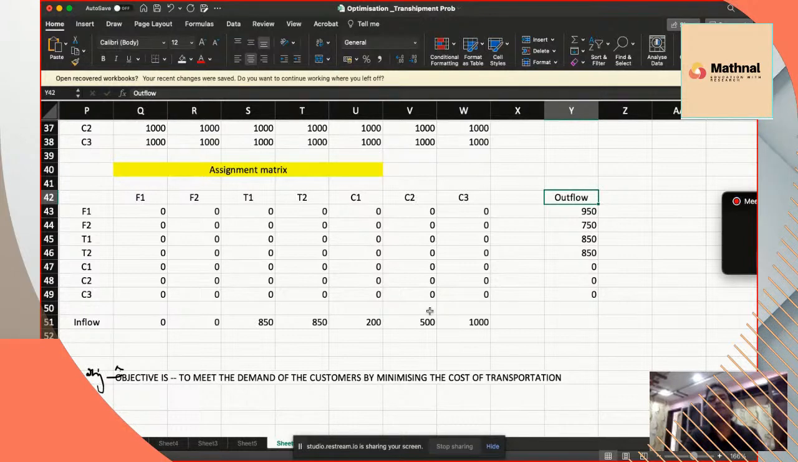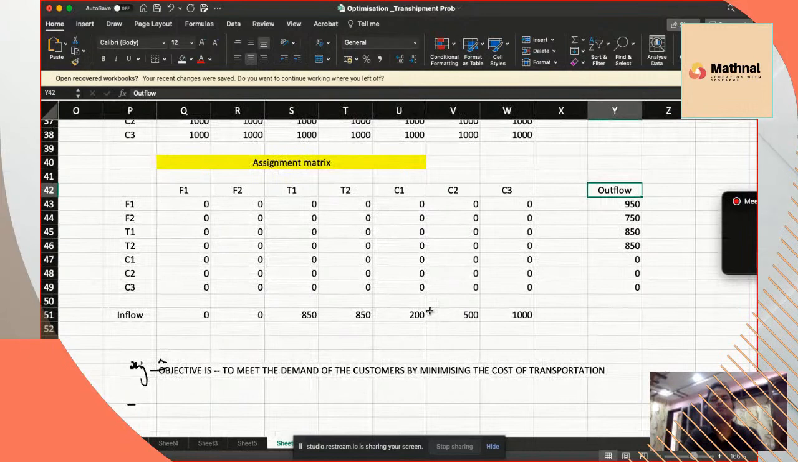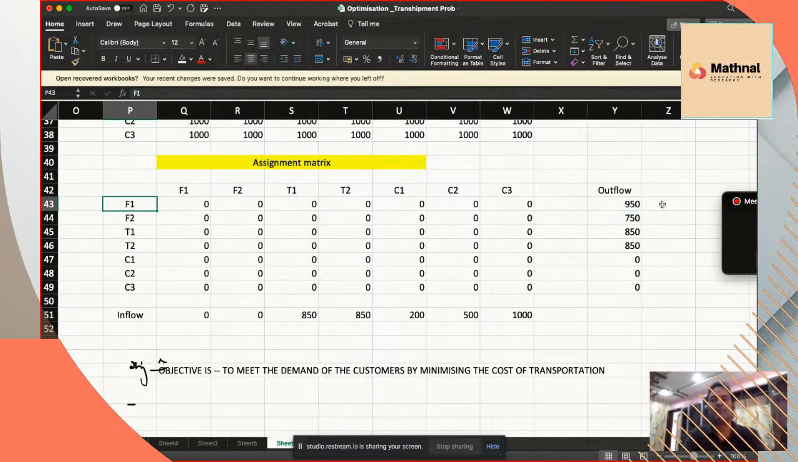Any questions here? So Krish, this outflow is not 950. This outflow is at factory 1. This is how you have to read it. At factory 1, the outflow is 950. At factory 1, the inflow is 0. At factory 2, the outflow is 750. At factory 2, the inflow is 0. Like this, you have to read.